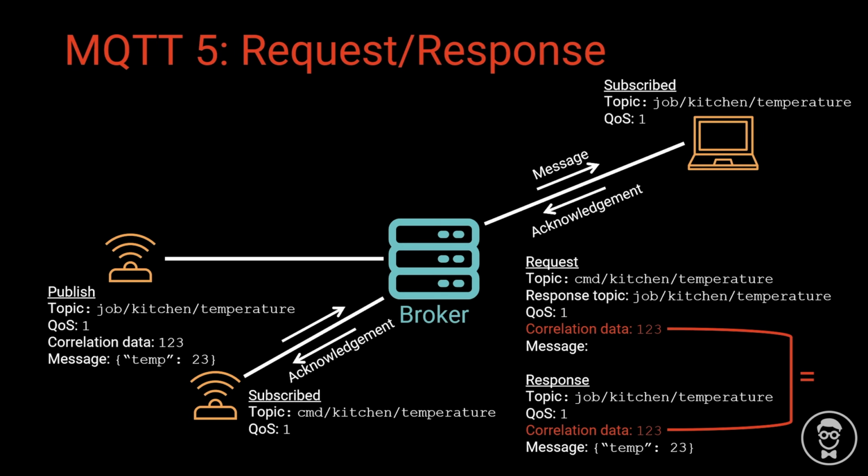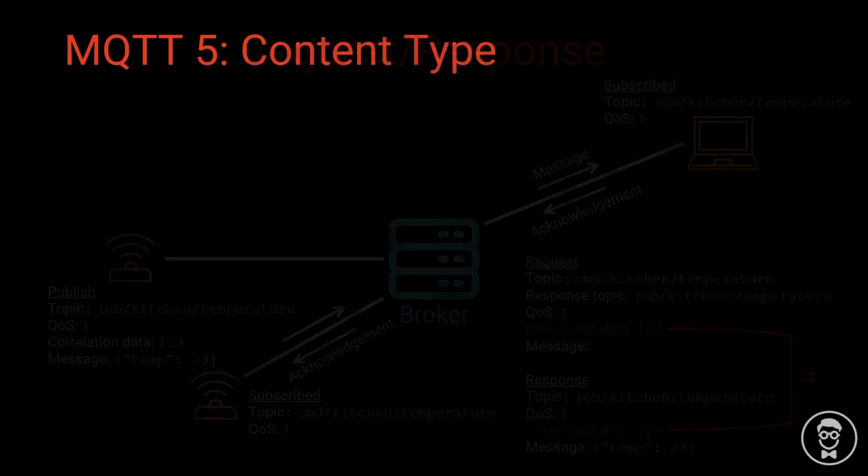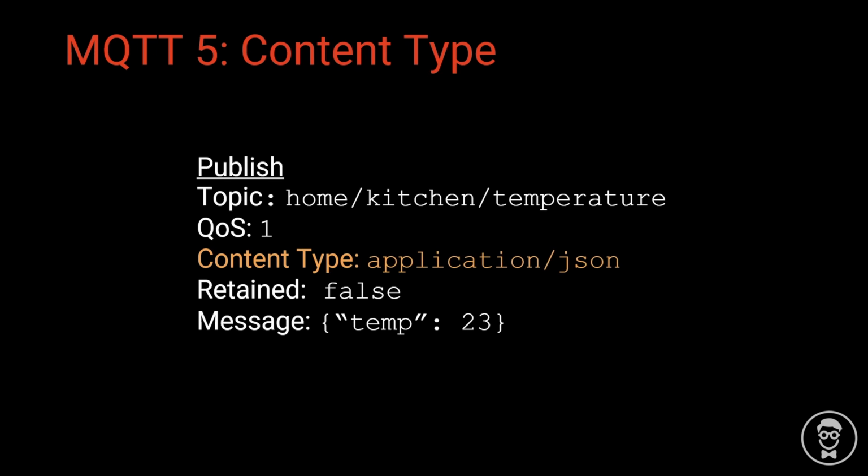Version 5 also introduced a content type field in the message header to allow clients to parse the payload more easily. This is often set to the common MIME types like application/JSON or image/PNG. MQTT 5 adds some other features to help with error handling and scalability, but these are the important ones that you might come across.